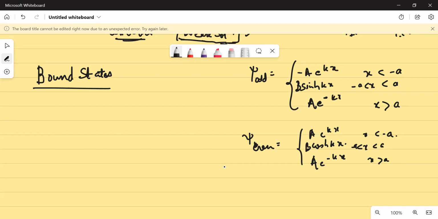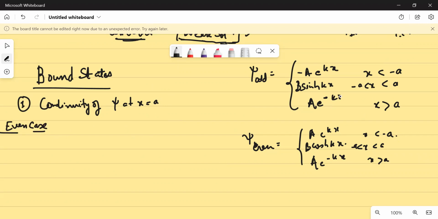Yes, sir. Now, since my wave function is continuous, let us first apply these conditions at x equal to a, the continuity of the wave function at x equal to a. Let us do it for the first case, the even case. So for the first even case, what will happen?